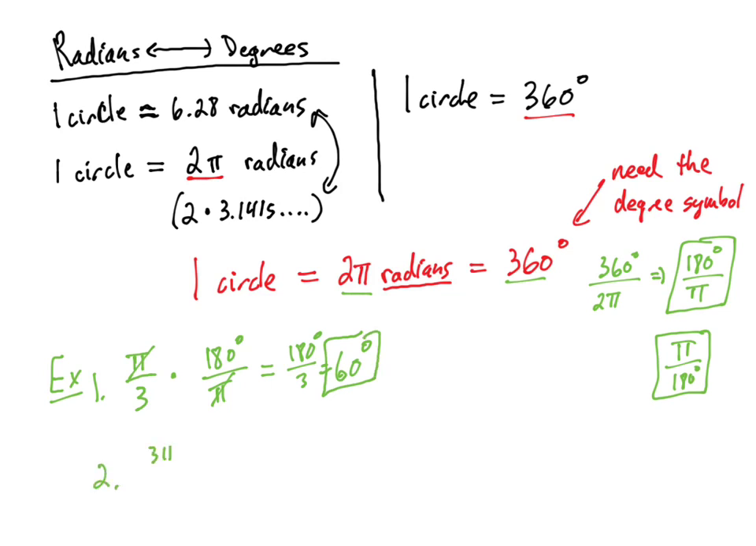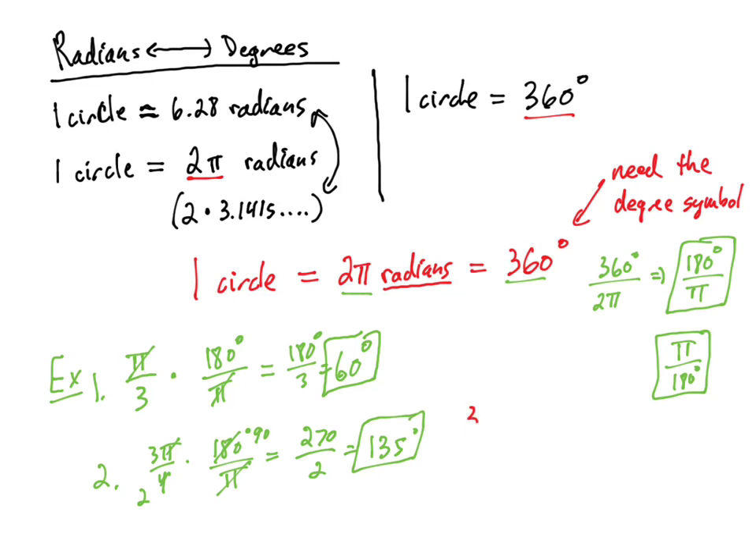The second one, we have 3 pi over 4, same deal. I'm going to multiply by 180 degrees divided by pi. The pi's cancel. This one's a little bit more challenging. I could cross cancel the 180 and the 4. I can divide both of those by 2. I get 90 and 2. So 3 times 90 is 270 divided by 2. That's 135 degrees. And we need to be able to do this without a calculator.